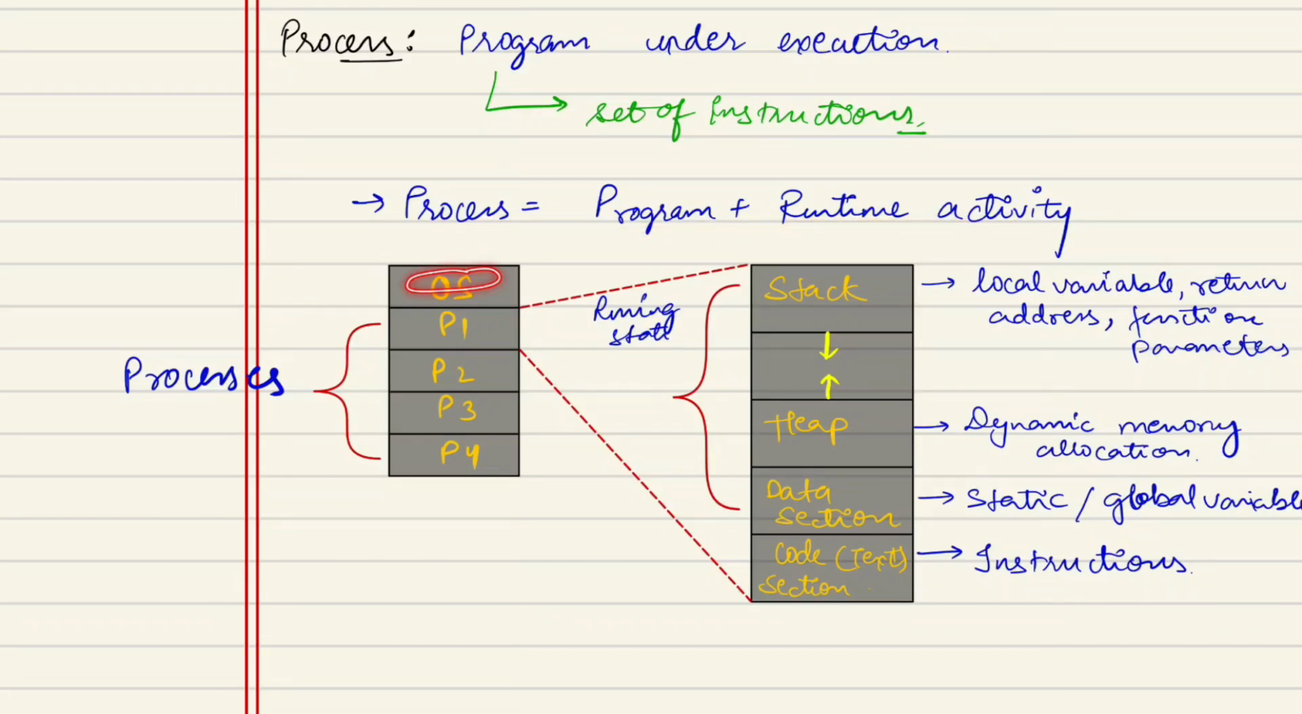Here we have operating system. This is our main memory. We have an operating system, and some other programs that are stored in the main memory. For example, for a particular process P1, we have a stack, heap, data section, and code section. The code section stores the instructions that are written in the program. The data section stores the static and global variables in a program. If we have some dynamic memory allocation, that will be stored in the heap. And the stack stores local variables, return address, and function parameters. So this stack, heap, and data section combined is the running state of a program.